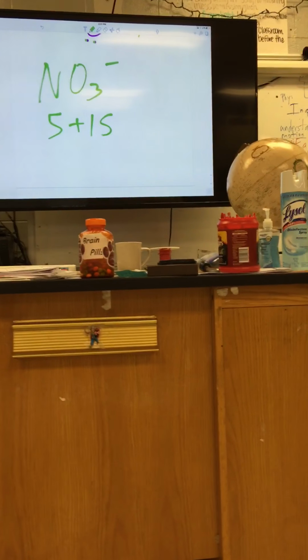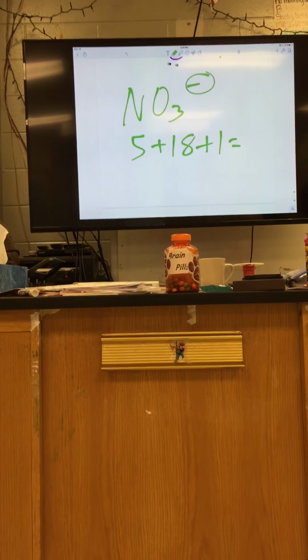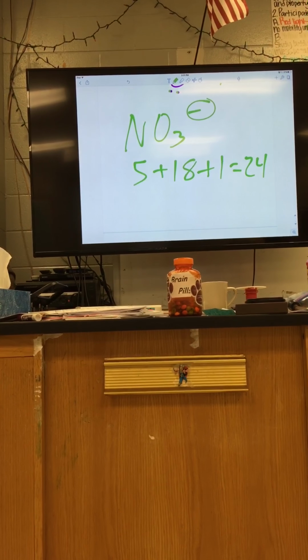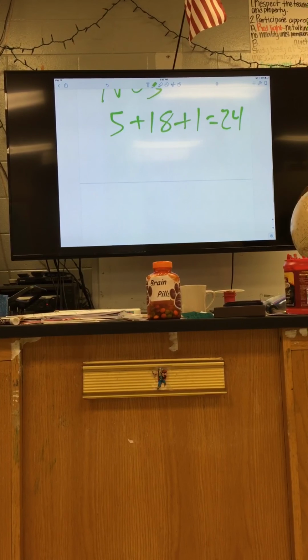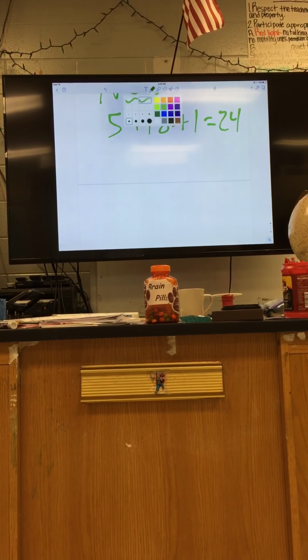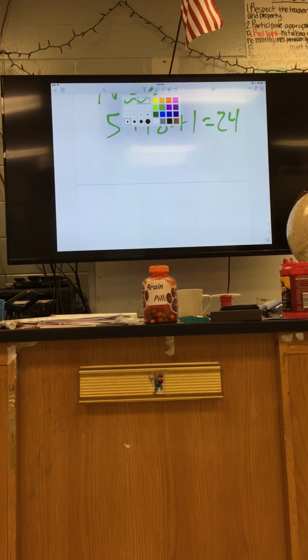We tried to find the NO3 negative ion. So we count up the valence electrons in nitrogen, which is 5. We count up the valence electrons in oxygen, which is 18. And we have this extra electron here, which gives us 1 more. So we add all that up and we get 24. Now we're going to try to see how we're going to write the Lewis structure for this.